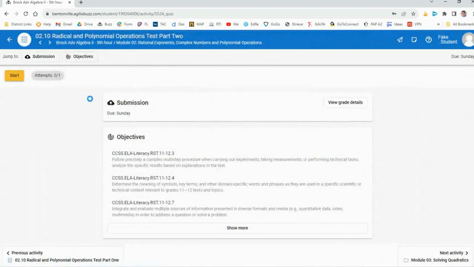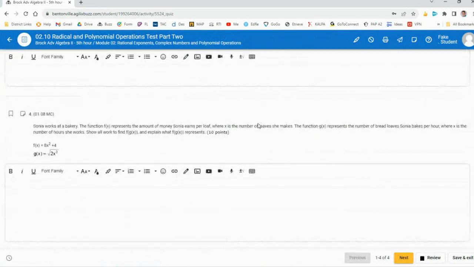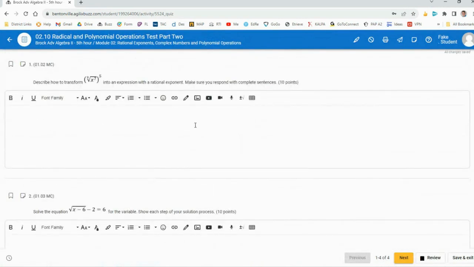Part two. Let's see how many questions we have. We have 4 questions worth 10 points each. And these I do give partial credit. So if you don't know for sure how to figure it out, put down what you do know. Give it a shot. Try as much as you can so I can give you partial credit.